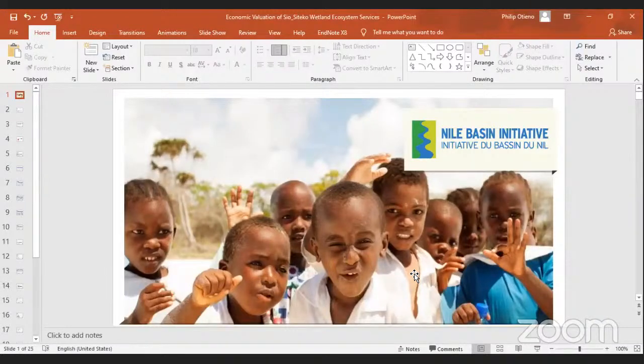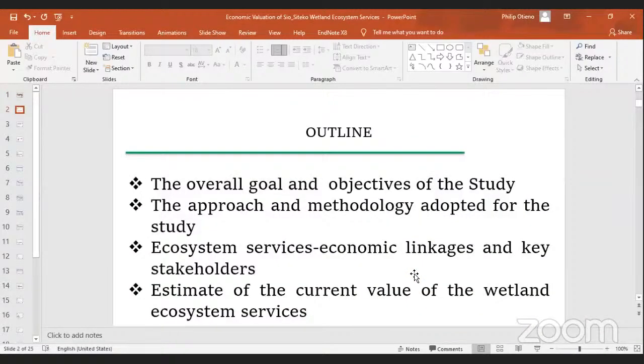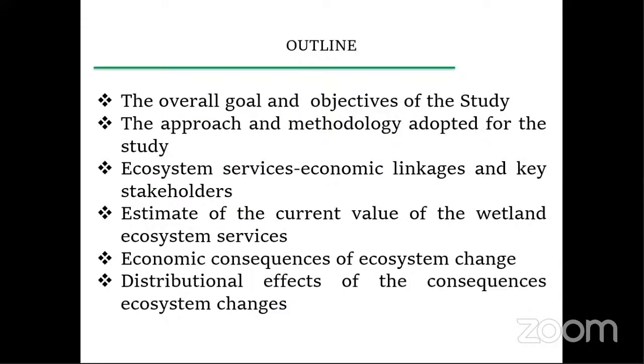Thank you and welcome. My name is Philip Otieno, and I did economic evaluation for Sio-Steko wetland. It is a transboundary wetland between Kenya and Uganda, near Busia County in Kenya and Busia District in Uganda. So that's the outline of my presentation.